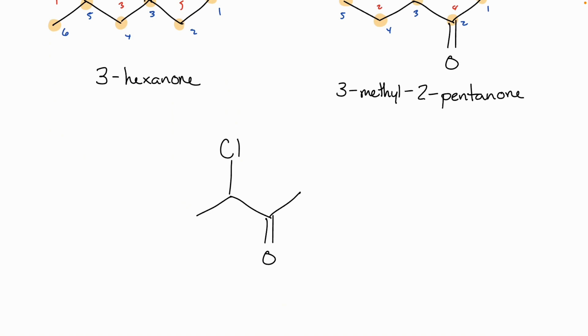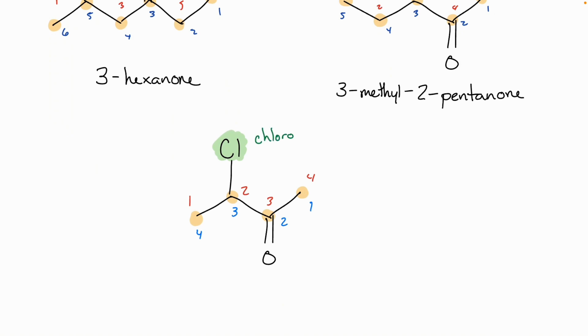All right, and again, find our parent chain. 1, 2, 3, 4. Again, we can number it both ways. Okay, and I guess here's a better example where we're going to completely ignore this chloro group here. All right, that's what this thing would be, a chloro group.